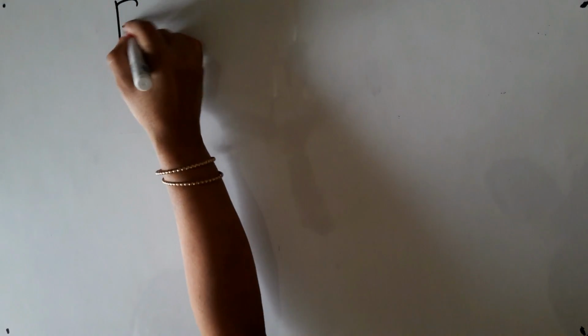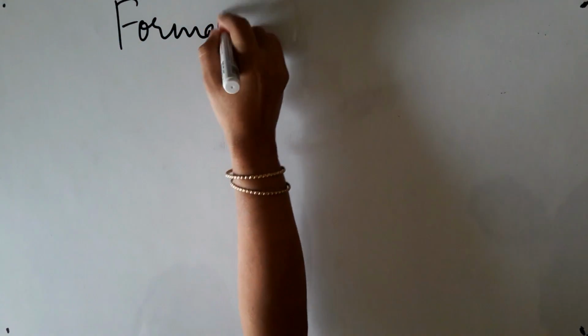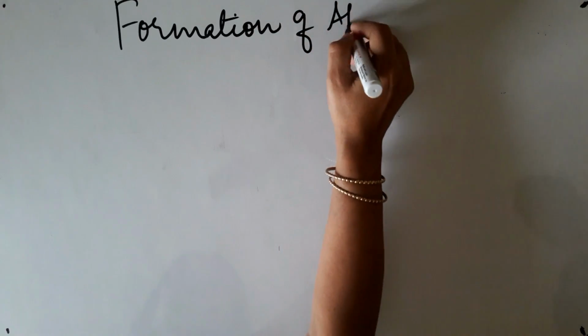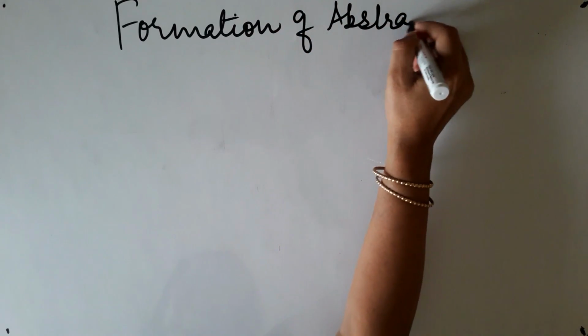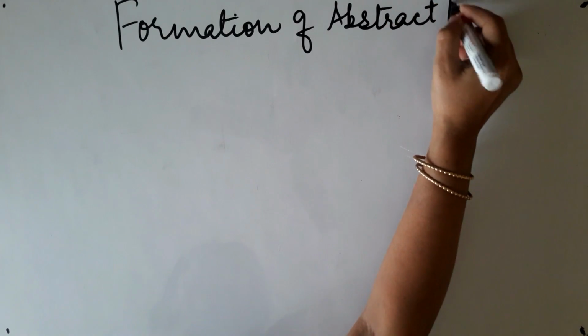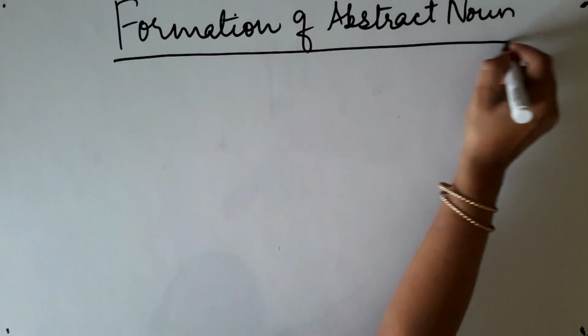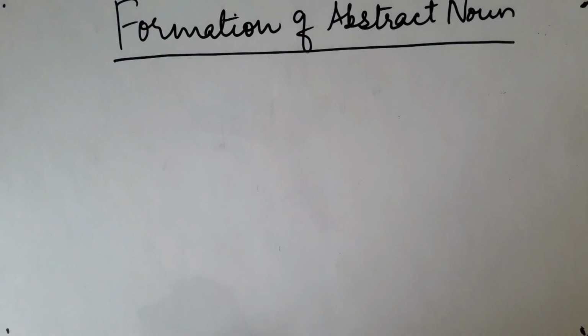Now, today we are going to do the second chapter, second topic of noun. It's formation of abstract noun. In this chapter, we will see how noun is being formed by adding some words to it or by adding few letters to it.